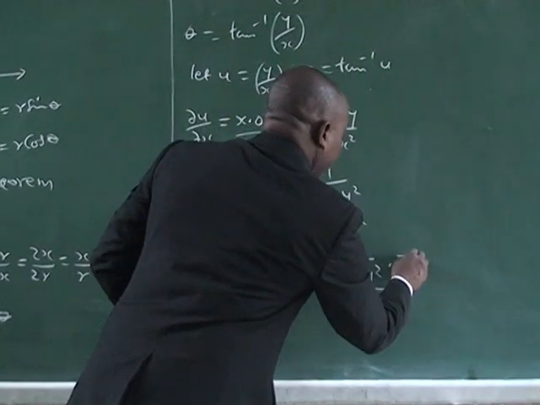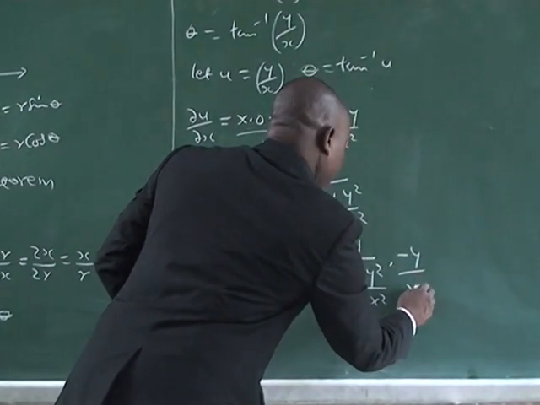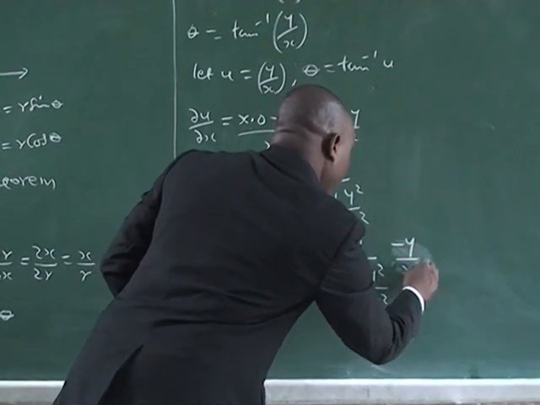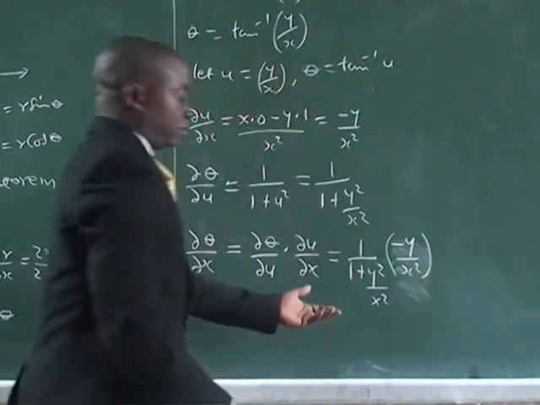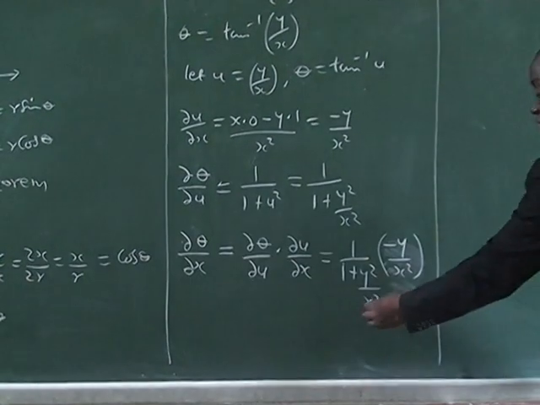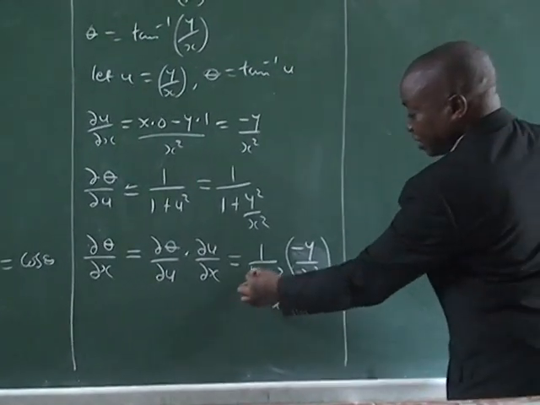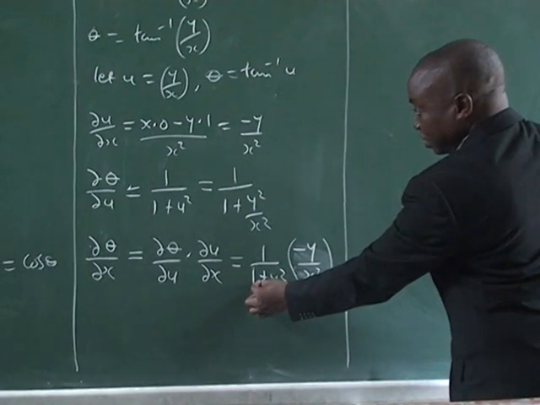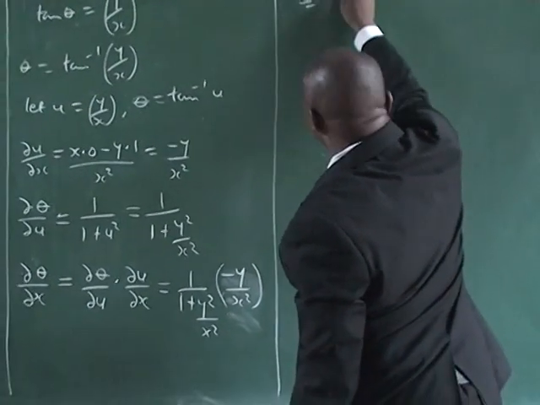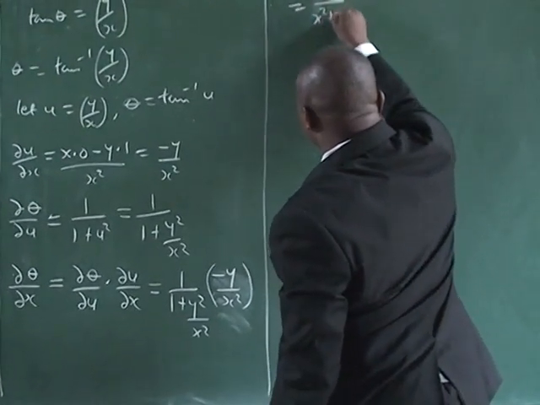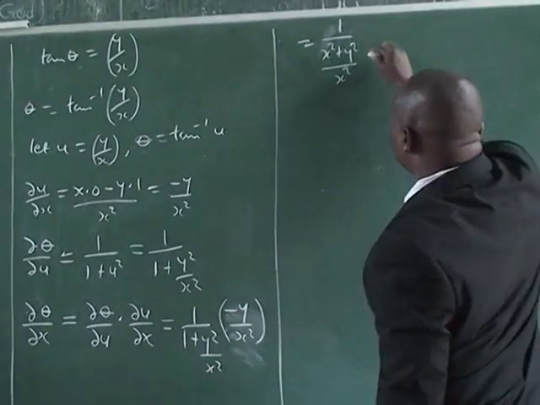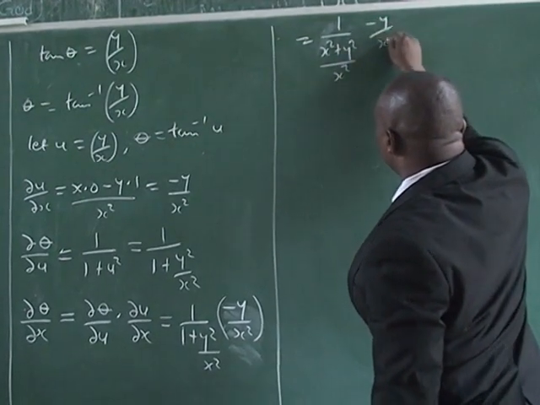Partial u over partial x is minus y over x squared. Look at that. If we have something like this, we can take the LCM so that we can simplify it. So if we take the LCM here, we have 1 all over x squared plus y squared over x squared, and then times minus y over x squared.